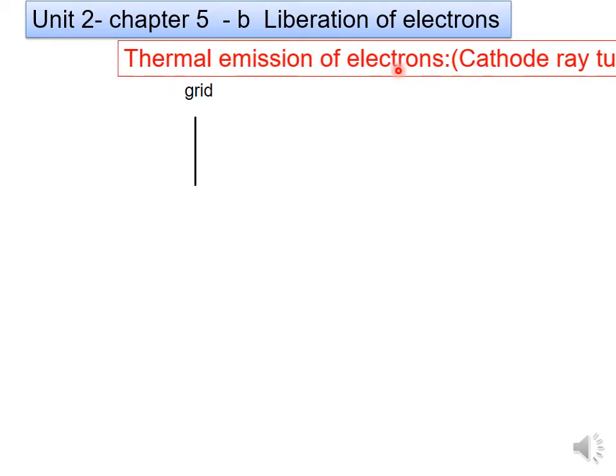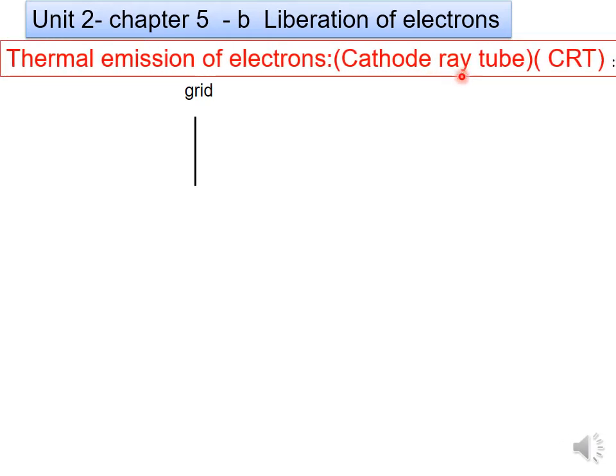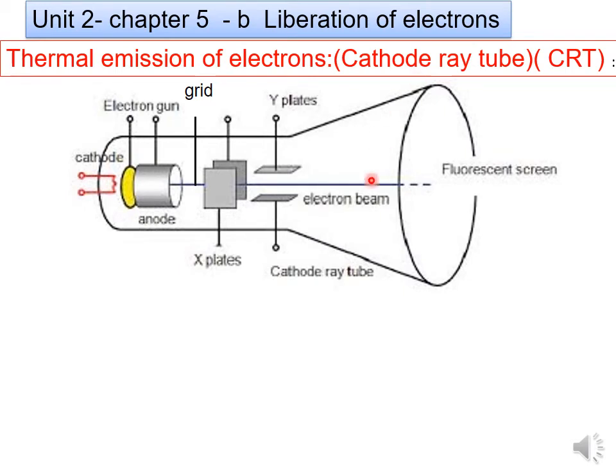Thermal emission of electrons, cathode ray tube. This method is using heat energy to overcome the potential barrier between the electron and its nucleus, and this is done in a device which is called cathode ray tube. The cathode ray tube is a glass vessel evacuated from inside, contains filament which is heated by a source of electricity.